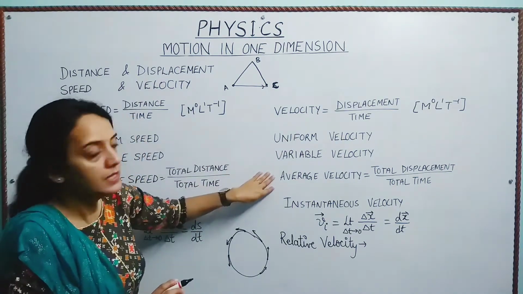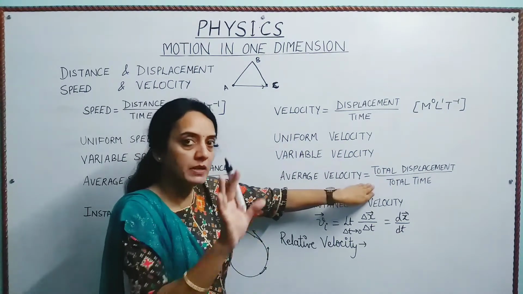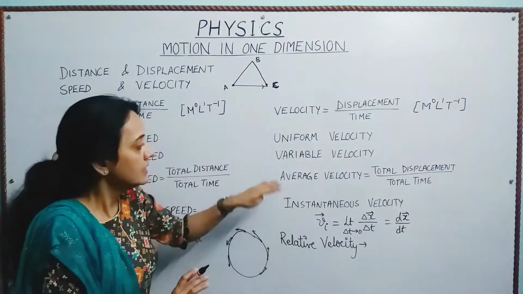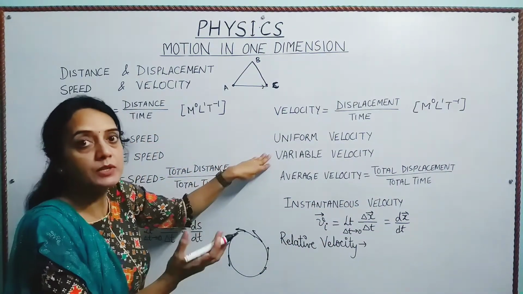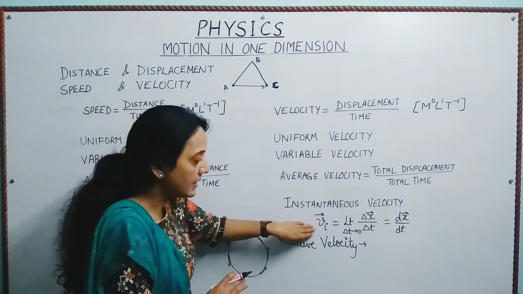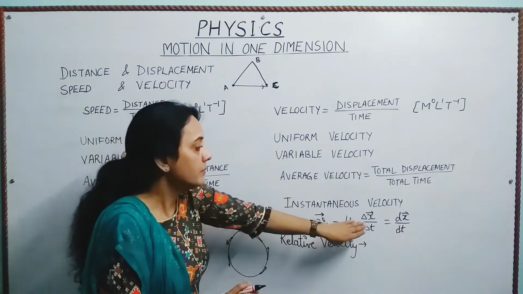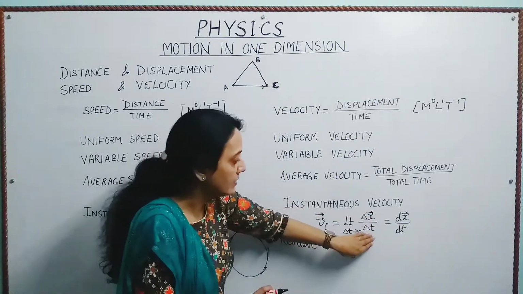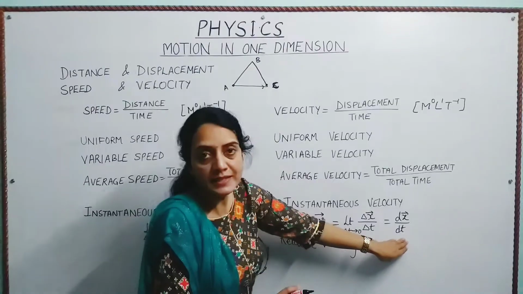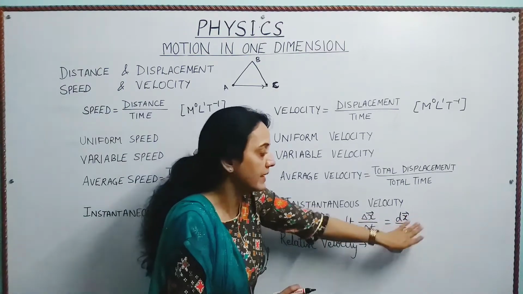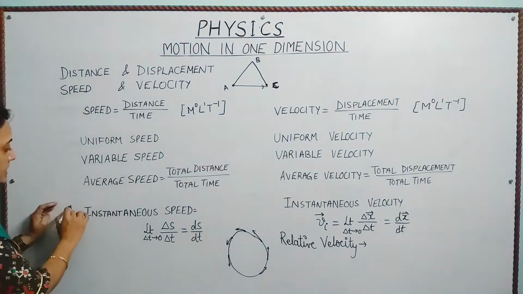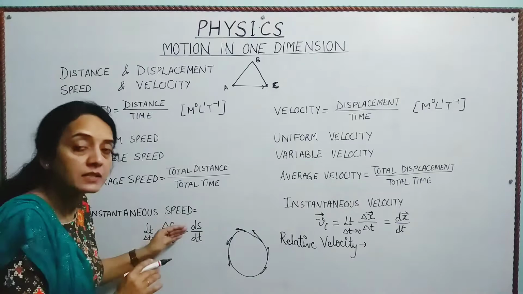Now average velocity is calculated as the total displacement divided by the total time taken. Similarly, when a body is moving with variable velocity, we deal with the instantaneous velocity. Instantaneous velocity, Vi, will be the change in displacement divided by change in time, where time is very, very small. It is represented as the first derivative of the displacement with respect to time. Now, a speedometer measures the instantaneous speed.